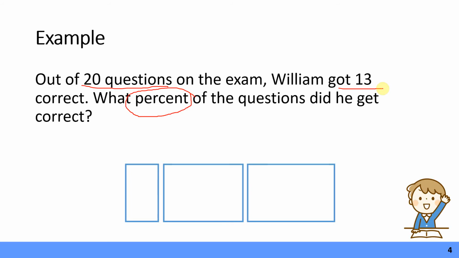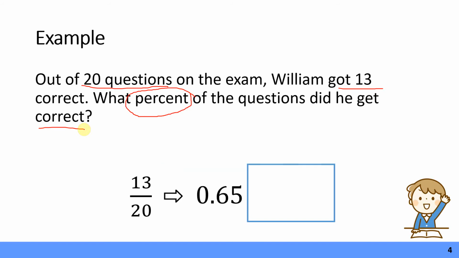You should be able to figure it out. So what percent did he get correct? Again, no trick here. We just have to set up the fraction. He got 13 questions out of the 20 correct. Now again, bust out your calculator. 13 divided by 20 is 0.65.